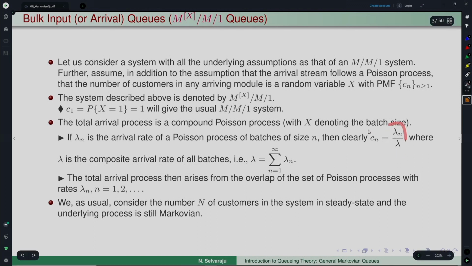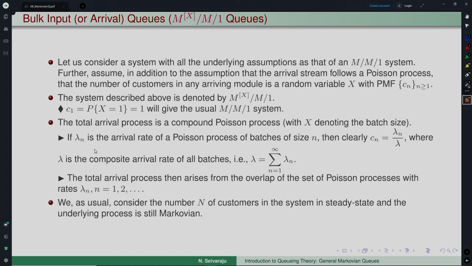So, this is what then would be the probability mass function, where this lambda n is the arrival rate of batches of size n. Suppose there is a first instant in which 2 customers came, then a second instant in which 3 customers came, then another instant in which 1 customer came, then another instant in which 2 customers came.